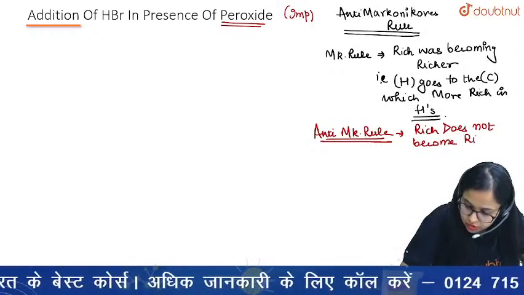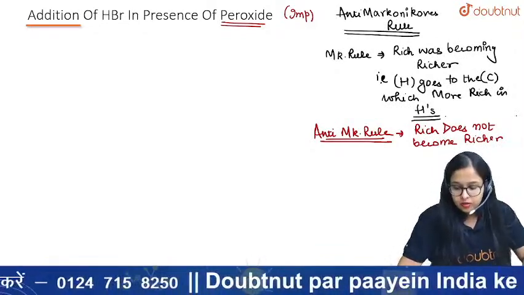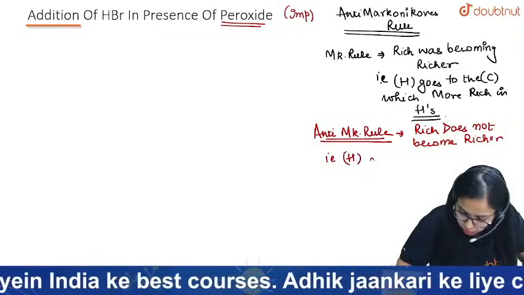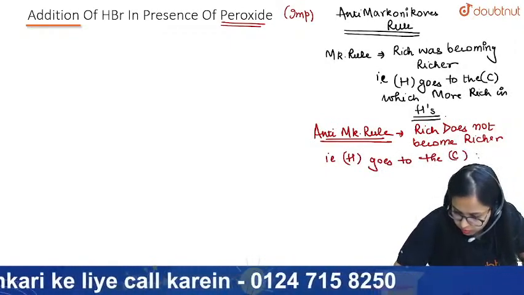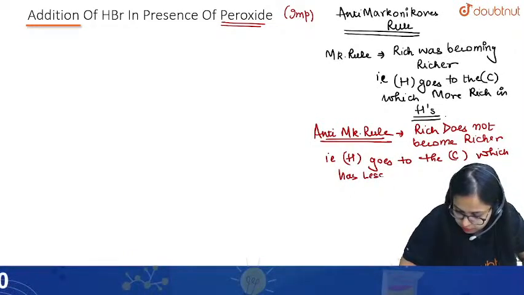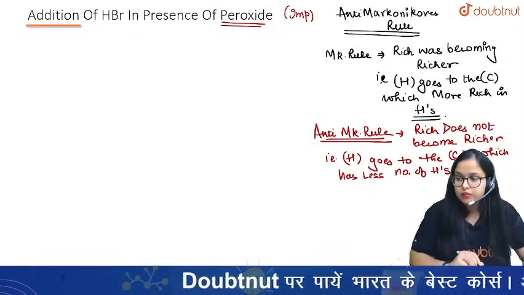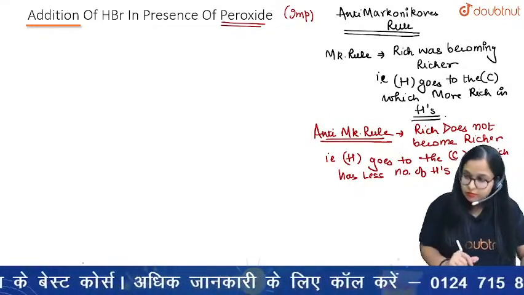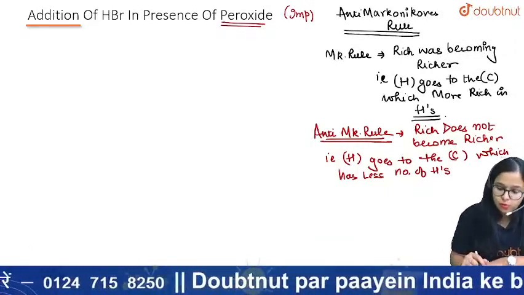Please remember this, rich is in context to the total number of hydrogens on the carbon. That is, hydrogen goes to the carbon which has fewer hydrogens. This is the anti-Markovnikov rule. If you are not able to see it, you will get that in the PDF, but you will be able to see this, right? Okay. So this is what we did.